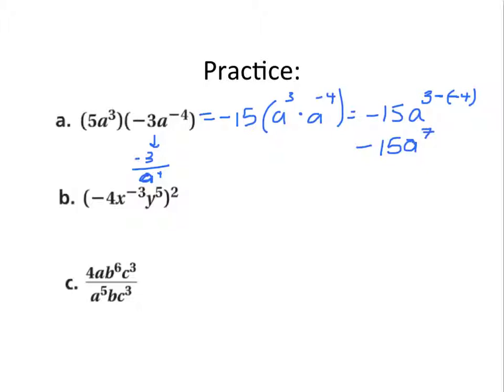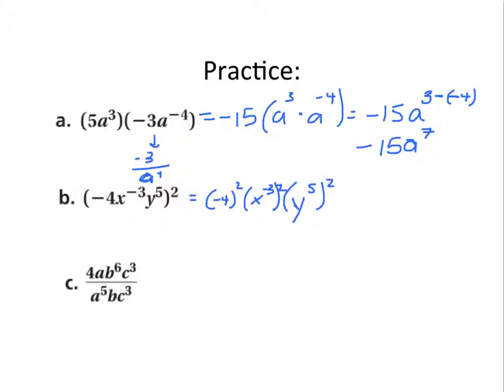All right, next one. So this is a power of a product, or a power of a monomial. So we're going to start with raising the negative 4 to the 2nd power. So negative 4 squared is going to be 16. And then we have the x to the negative 3 to the 2nd power. That's going to be x to the negative 6, and then we have y to the 5th, also squared.